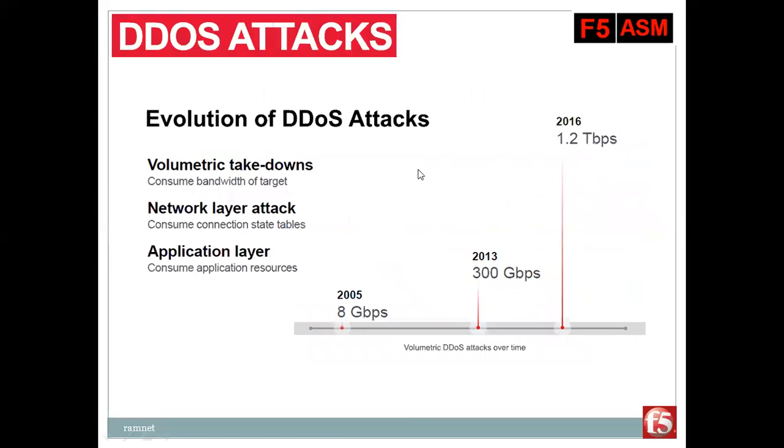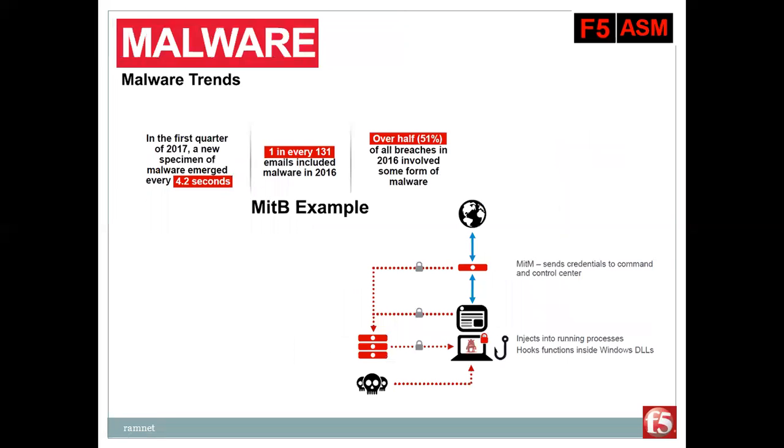Credential attacks, DDoS attacks, evolution of DDoS attacks. See, volumetric takedowns consume the bandwidth of the target. Network layer attacks consume connection state tables. Application layer attacks consume application resources. In 2005, it was an 8 Gbps attack or something like that. Now in 2013 it became 300 Gbps, in 2016 1.2 Tbps, and it keeps on going over time. The volume of attacks in coming years keeps on increasing. If you take 2020, it will be like 100 Tbps.